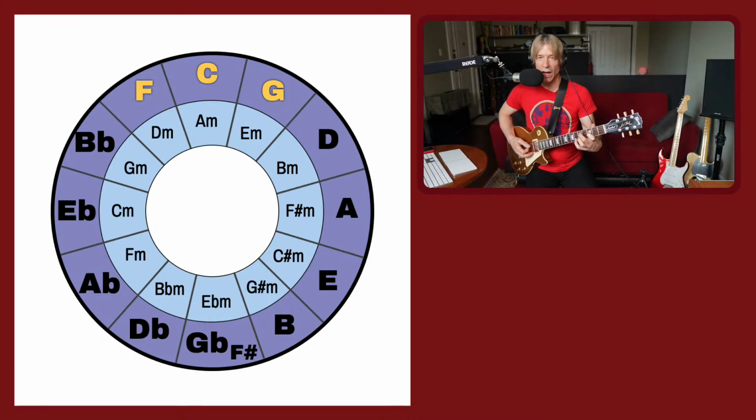The 2-5-1 is a very common progression. It'd be a D minor to a G to a C. Sounds like this. C. Now if I go for a 7, if I go 2-7-1, sounds very similar. 2-5-1. 2-7.